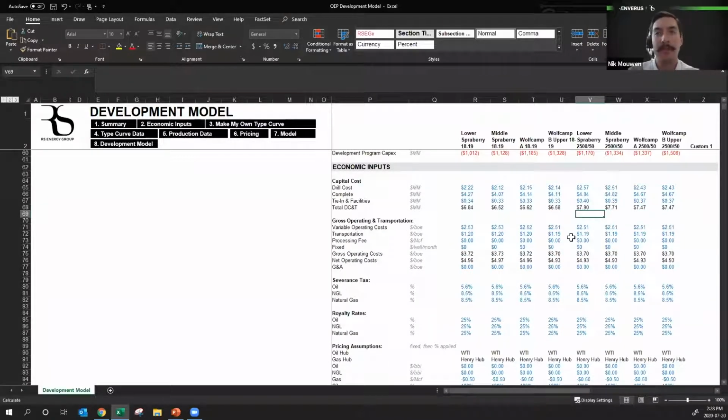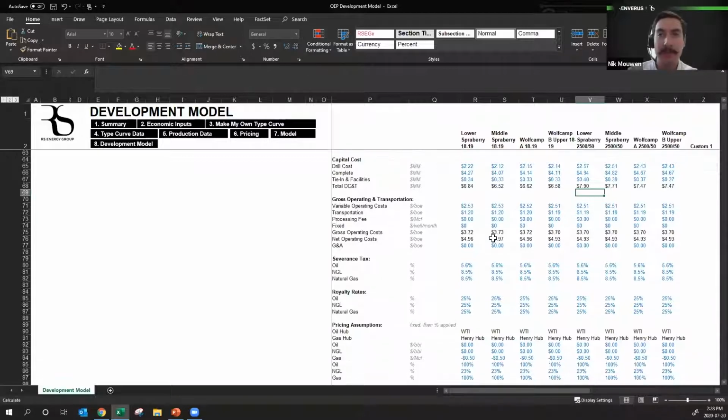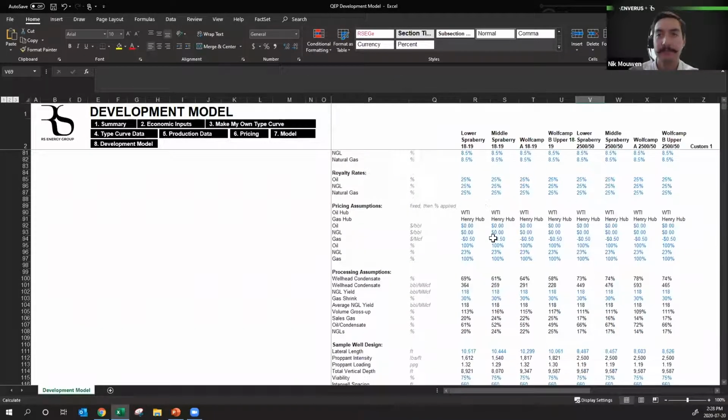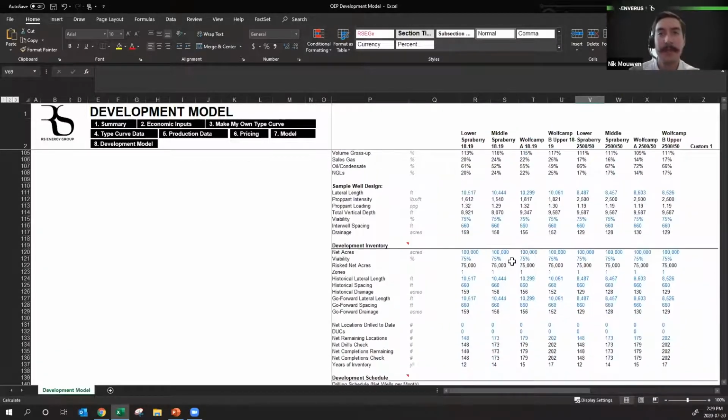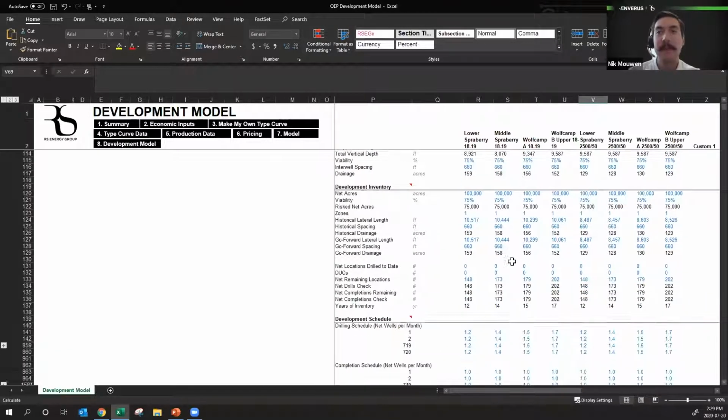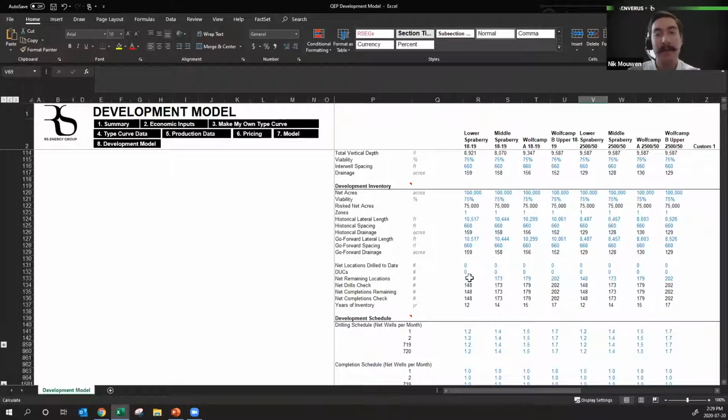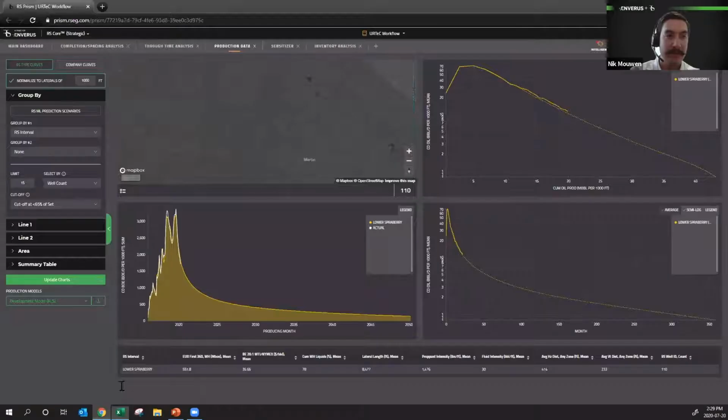Now, I've kept all the other economics apples to apples, just for the sake of comparison. These are all the economic assumptions, processing assumptions. Now, this is the meat of it. So if we're calculating PUD value, we need inventory analysis. So that's where these numbers come in here. So net remaining locations. So I'm going to quickly go into how we got these numbers.